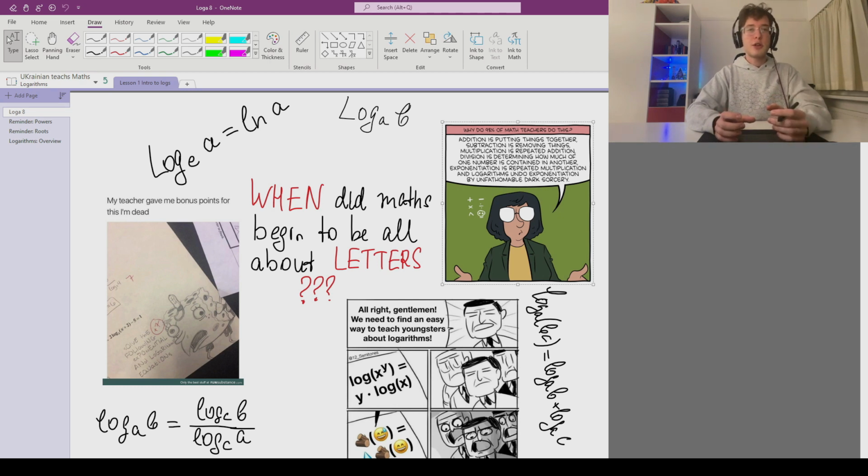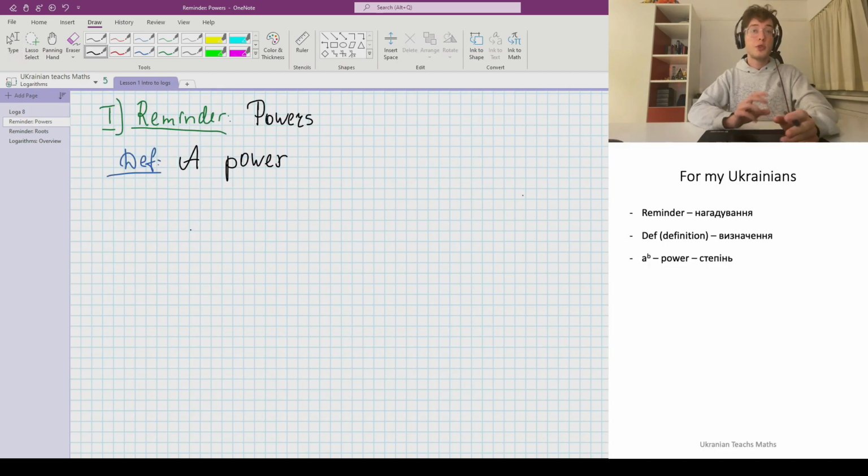So to answer these questions and help you with the issues, I'm going to do two quick reminders, after which you're going to think, oh, actually logarithms are no harder than any other function that we have, beginning with powers and roots. To do a quick reminder, what is a power?